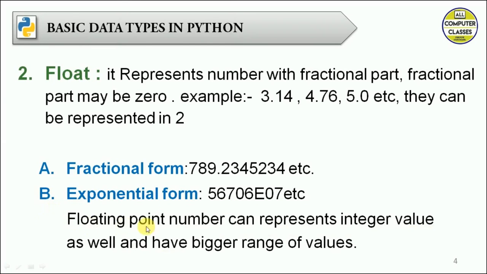Okay, floating point number can represent integer value as well and have a bigger range of values. So range is bigger, right? And because floating points include the fractional part, it is taking more space to save the value. For example, you want to save integer value using float data type, so you can do so. So your integer value will be saved like fractional number. Like if you want to save 3, so it will be saved as 3.0, right?